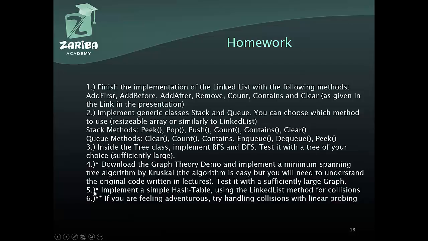Number 5, and now this is with a proper star: implement a simple hash table using the linked list method for collisions. The linked list method is easier. Again, you won't have to worry too much about the hashing. You can pick one from the internet, or just use the built-in one. And finally, if you're feeling really good and you've done all of the above, you can try doing it with linear probing, which was the method where you check the neighbors.